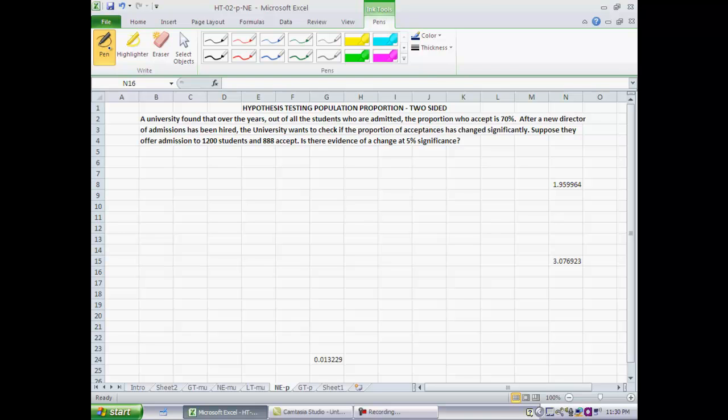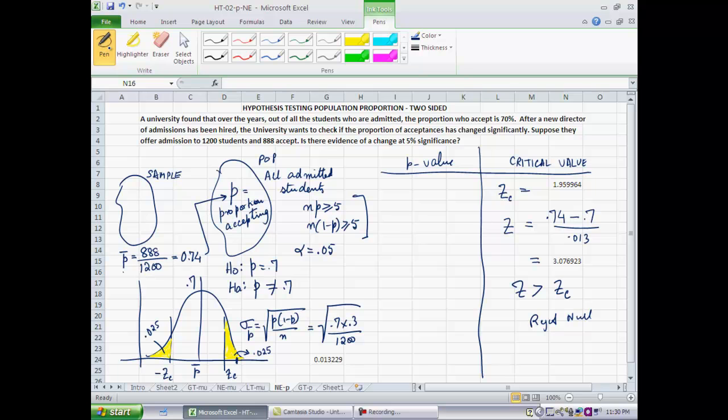So I would say yes, as the result of hiring this new admissions director, the proportion of students who have accepted has changed from 70%, and in fact not only has it changed, I would go further and say it has changed in the upper direction, meaning it has gone up. That's what the sample statistic seems to indicate.